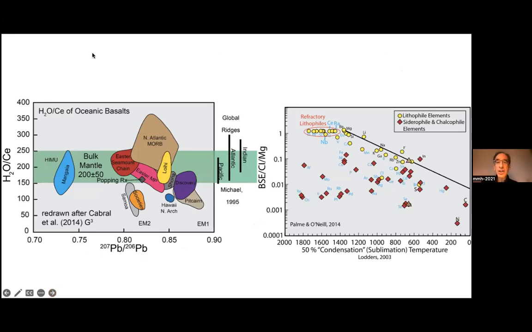This is a compilation that I used in 2018, but it's from fairly recently, of the whole spectrum of oceanic basalts, both from mid-ocean ridges and oceanic islands. And the amplitude of water-cerium variation that they have is extremely small, just plus or minus 20%, which is a pretty good uncertainty.